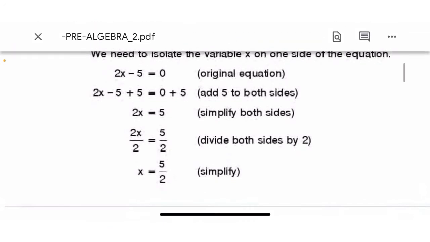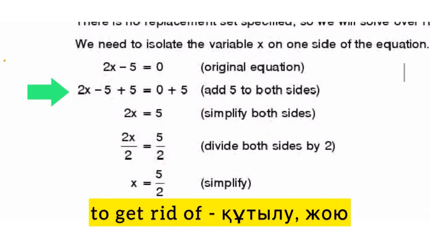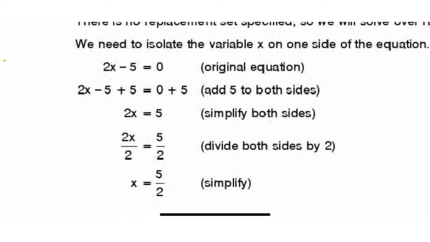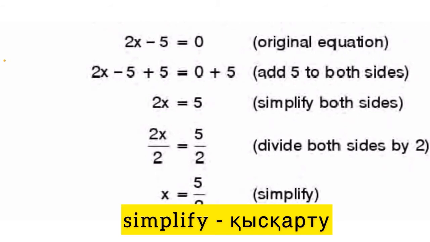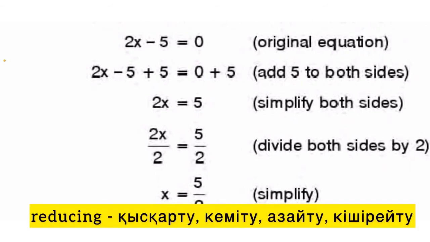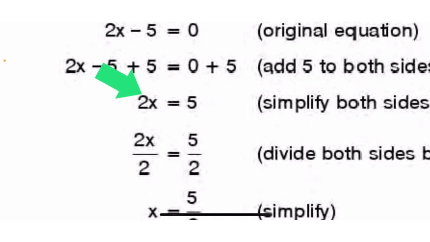Now the original equation is 2x minus 5 equals 0. In order to get rid of 5, we add 5 to both sides. Second operation, 2x minus 5 plus 5 equals 0 plus 5. Nothing changes here, we just add 5 to both sides. The next operation is we simplify both sides. Minus 5 plus 5 gives us 0. So it will be 2x equals 5.